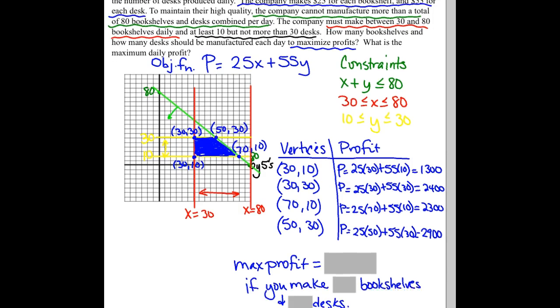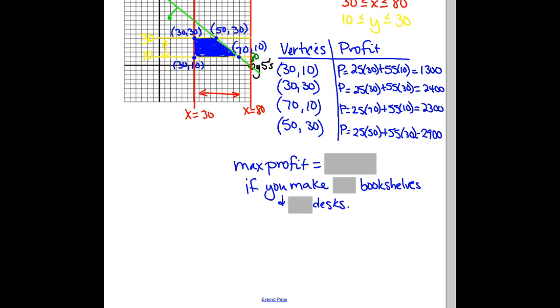So my maximum profit would be $2,900 if I make what? Because they asked me two questions. What's the maximum profit? And also, how many of each thing do I need to make? So I need to make 50 bookshelves and 30 desks. Make sense? Okay.